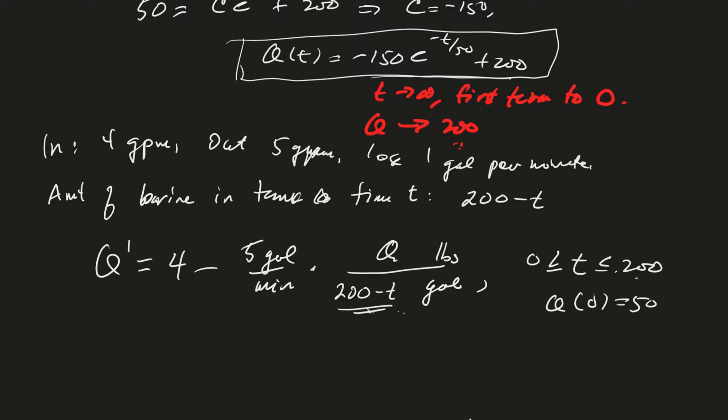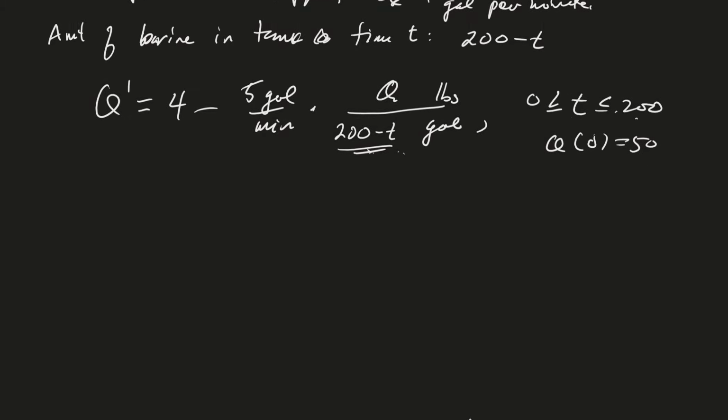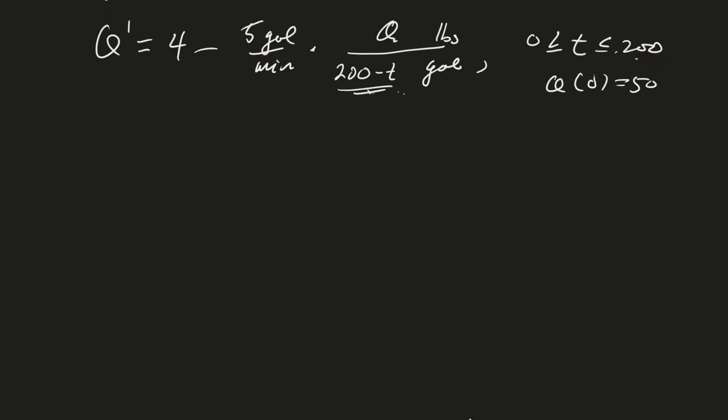So can we solve this differential equation? What does this differential equation look like? I'll go ahead and rewrite it. Do you recognize this form? That is a linear differential equation, so we have to have, what is that called? An integrating factor. So our integrating factor is going to be e to the integral 5 over 200 minus t dt.